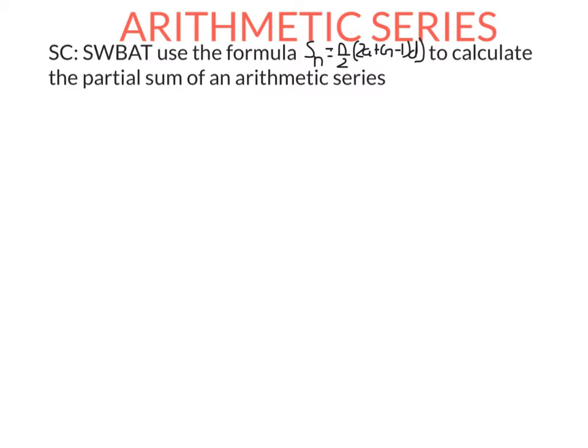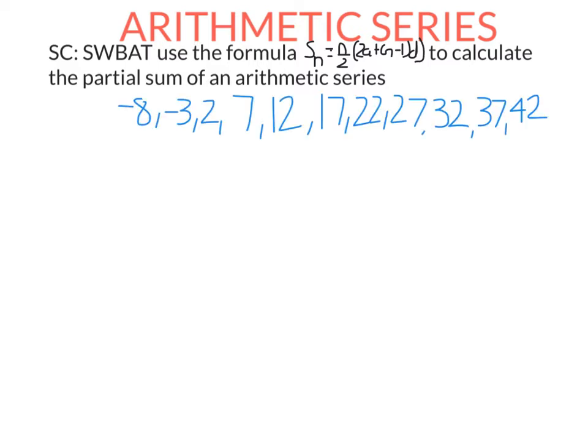So what is an arithmetic series and how does it differ from an arithmetic sequence? Well, this, for example, is an arithmetic sequence. It's an arithmetic sequence because each term is 5 more than the last. It's going up by the same amount each time. It's going up by 5. 5 is the common difference. So that's an arithmetic sequence.